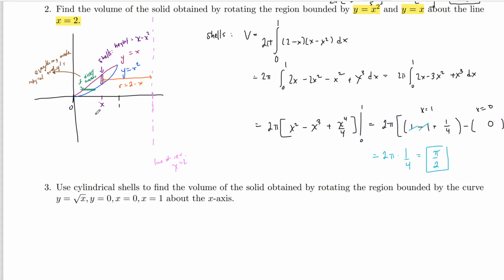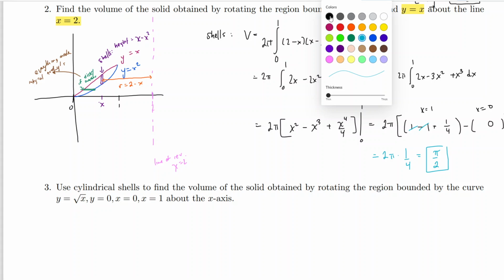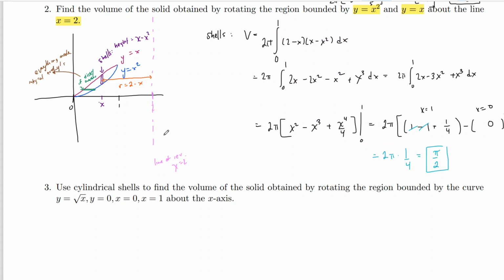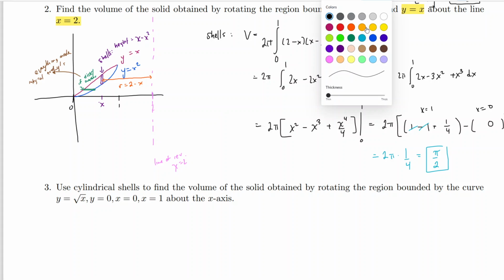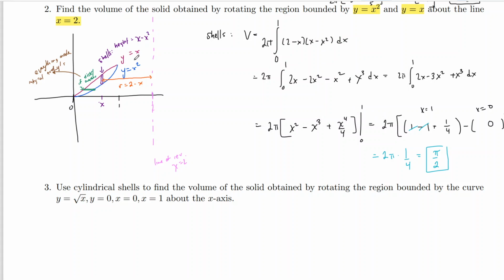Once again, if you do the washer or disk method, you should also get pi over 2. Nothing special about the method we're using here, just that, in my opinion, cylindrical shells is easier in this situation. But not all situations, of course. There may be a good property to mention now as far as, when can you use both? One might be easier than the other, but when can you use either one? It's really when this section you have drawn out here, the region you're looking at, both functions are one-to-one, meaning they both pass the horizontal line test. They have to be functions, so they automatically pass the vertical line test.